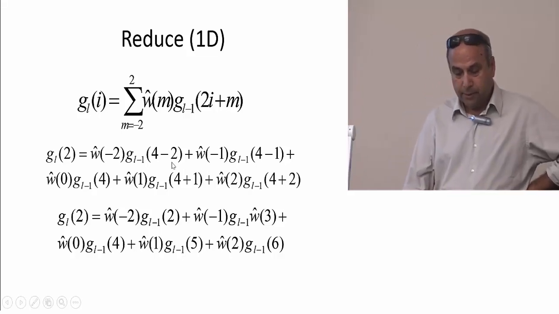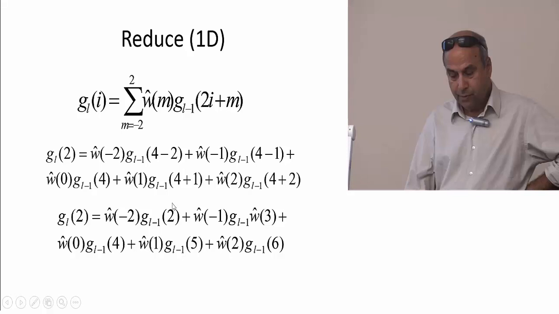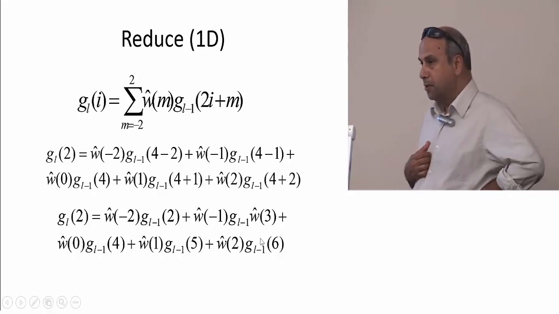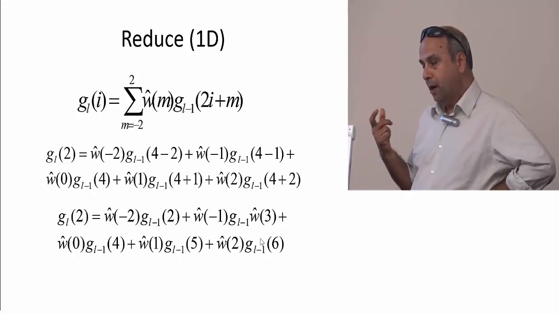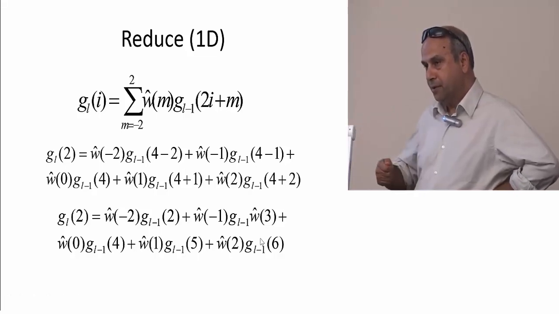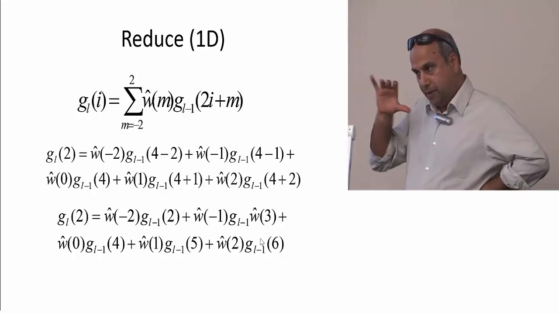Okay, it's very simple, so I can simplify. This will become 4 minus 2 is 2, and 4 minus 1 is 3, and all this. So essentially I'm doing the convolution of applying this mask to G(l-1) to get G(l). And this is a 1D case.